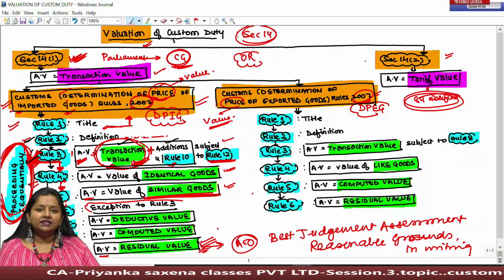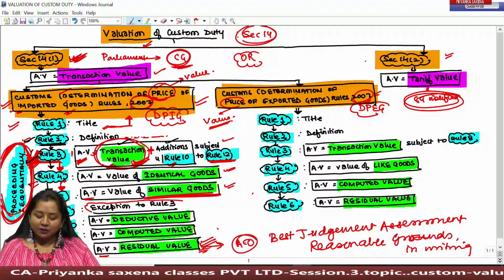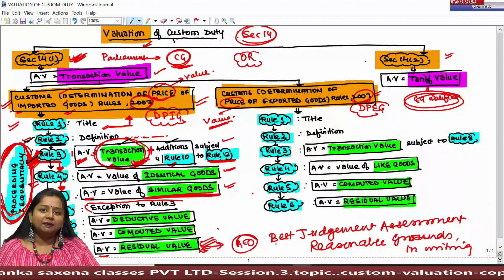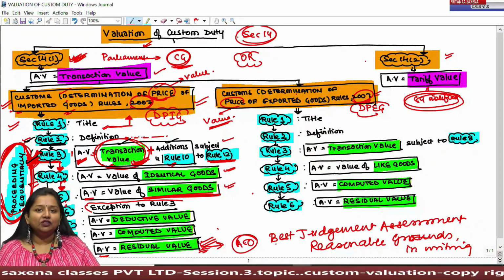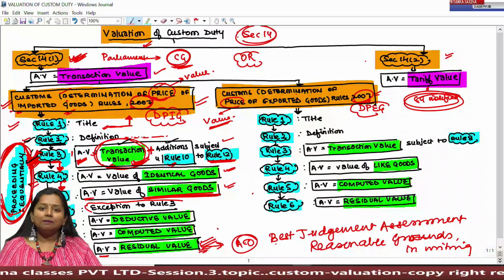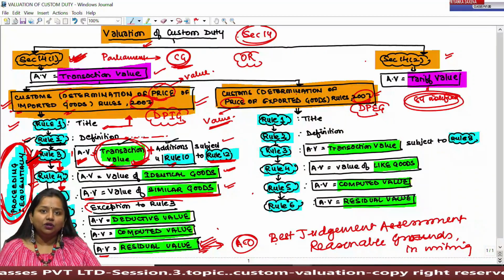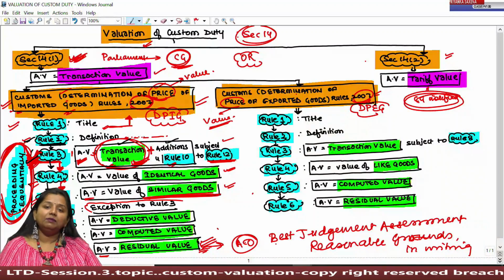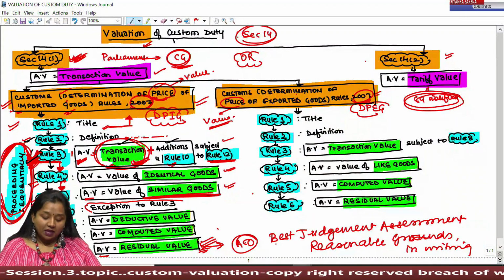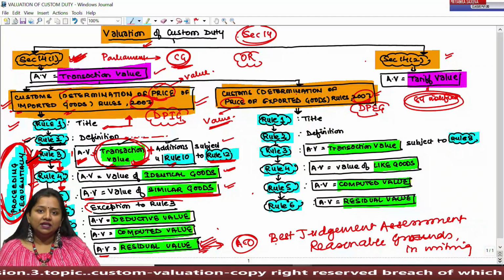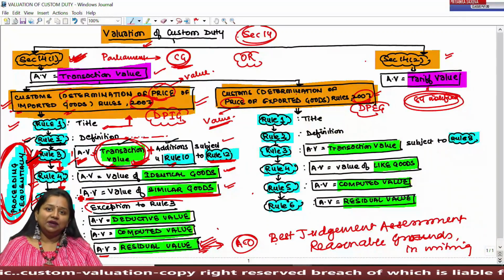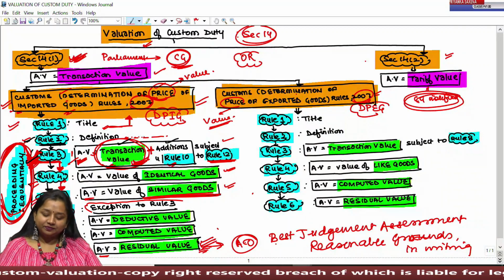However, if the assessee is not satisfied with the value determined by the officer, and finds it to be very expensive, then the assessee has the authority to file an application and appeal to the respective adjudicating authorities for determining the value. And the value so determined shall be taken as AV upon which duty shall be computed. Okay.